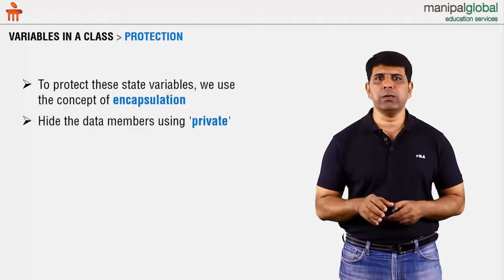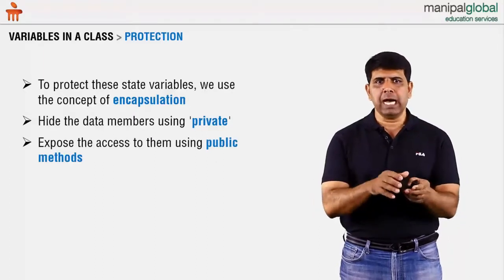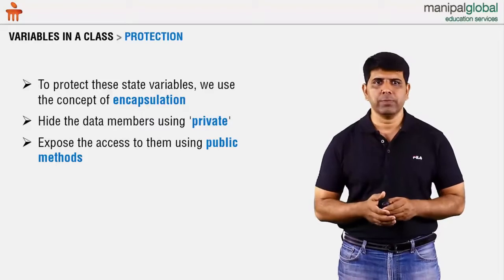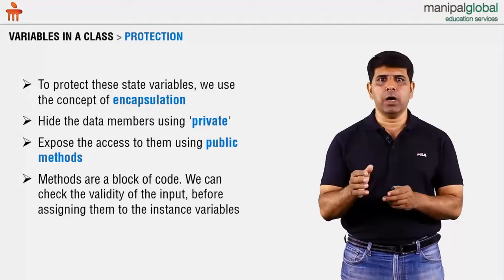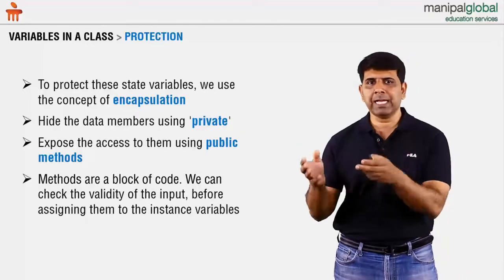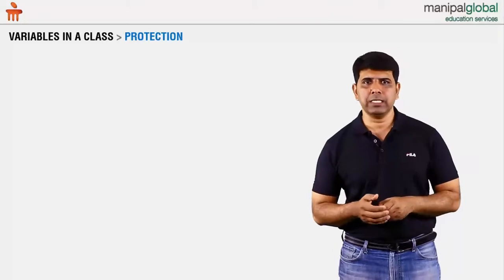So hide the data members using private and then expose the access to these using the public methods. Now, methods are blocks of code, which means we can do a lot of things before we actually assign the value to the member variable. Now, here is an example.